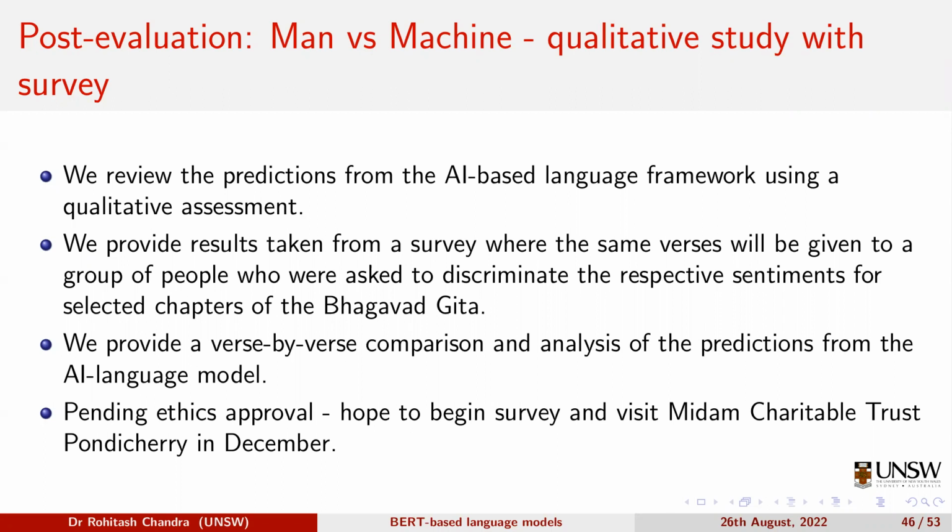Then we are going to write a paper where we compare the humans, that's the group of students, versus the machine, which is the deep learning model. So that's man versus machine, and verse by verse translation and so on. So we're in the process of that.